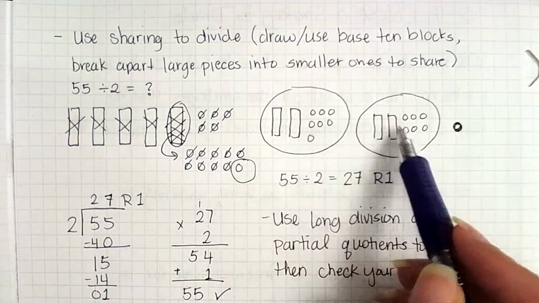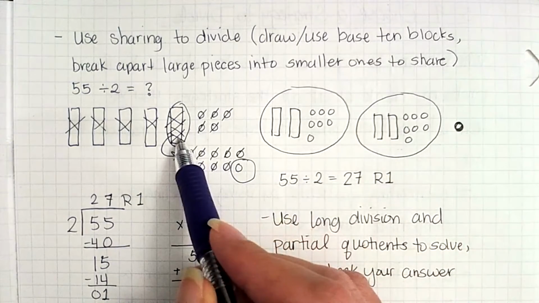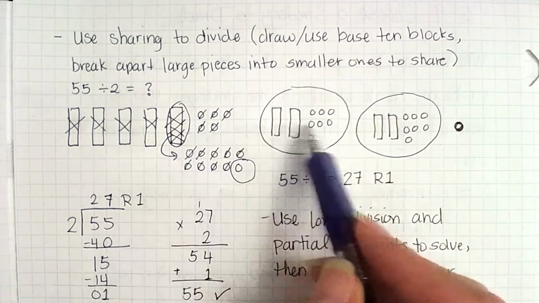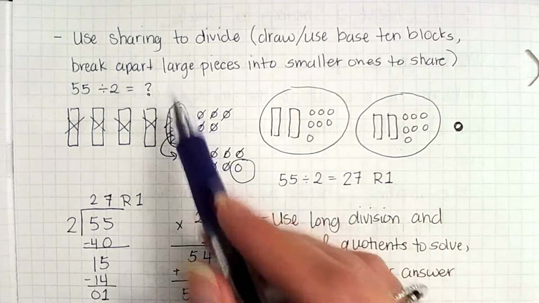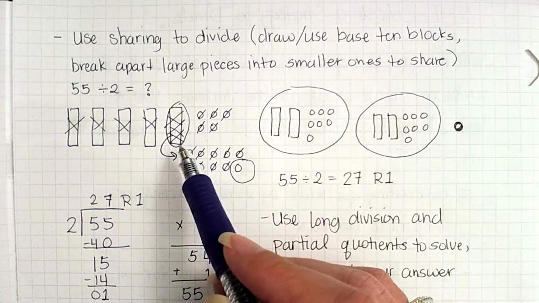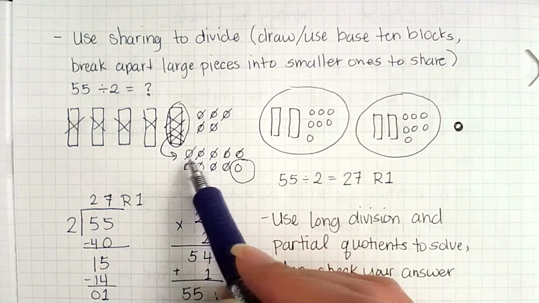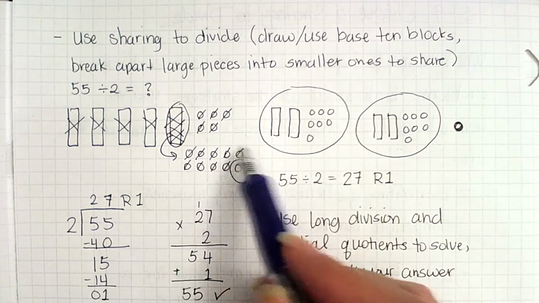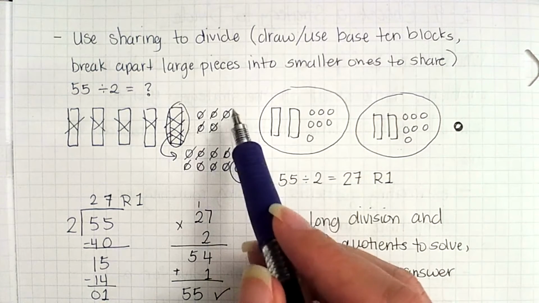So I put 2 there and 2 there. And then I had that 1 extra that I couldn't share equally between the 2 groups when it was still in a group of 10. So I took it and I broke it apart and split it into 10 ones. So now I had the 10 ones plus the 5 ones that I had originally.